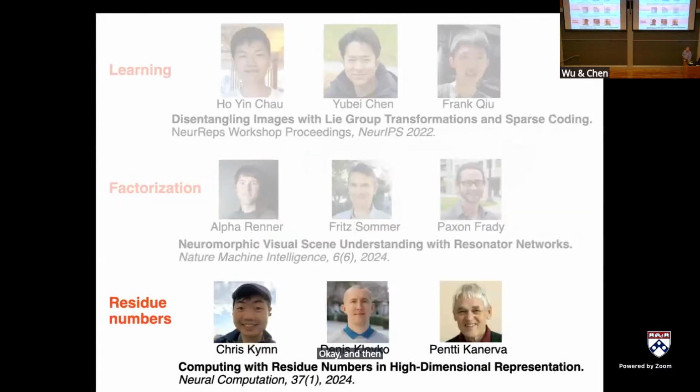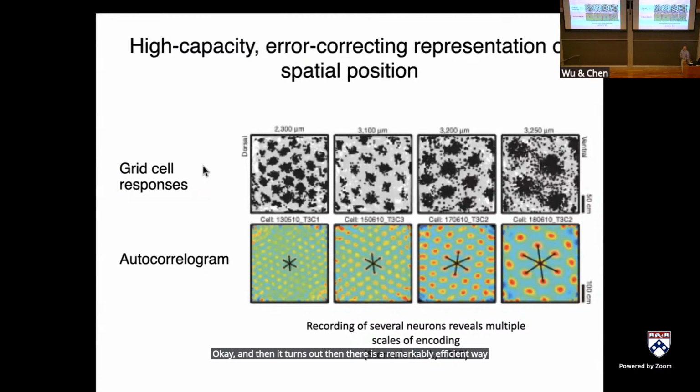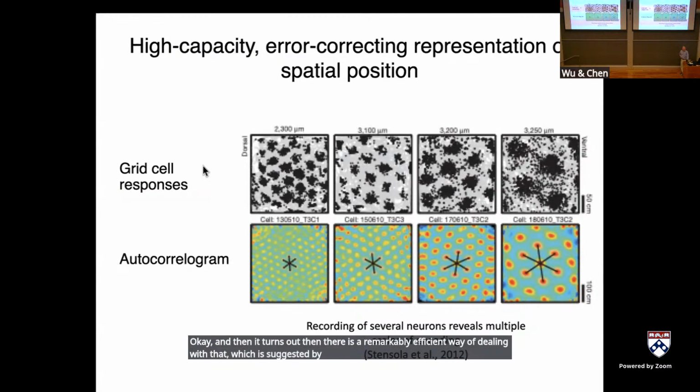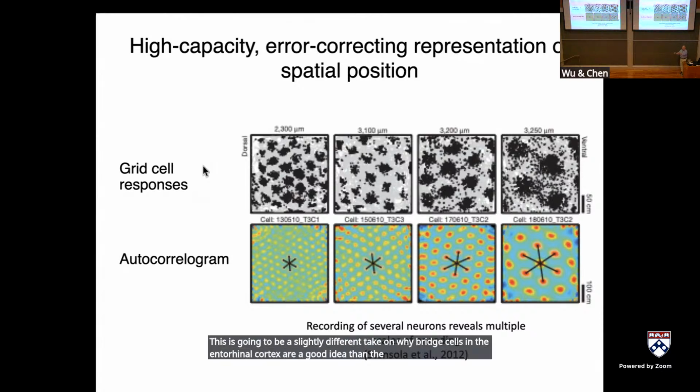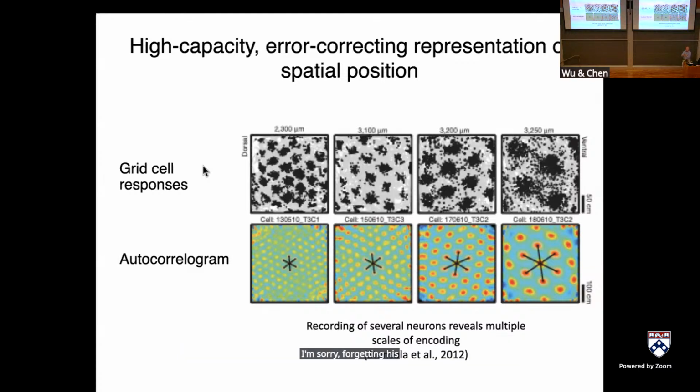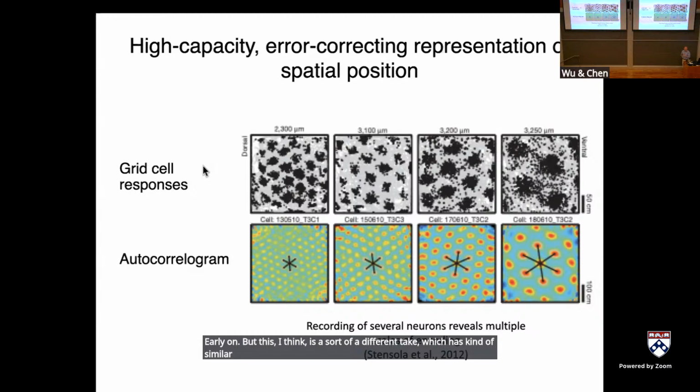Okay, and then it turns out there is a remarkably efficient way of dealing with that, which is suggested by the grid cell system. This is going to be a slightly different take on why grid cells in the entorhinal cortex are a good idea than the theory by Vijay Balasubramanian and, I'm sorry, forgetting his last name, but Zhuzhen Wei, who was here as a graduate student many years ago. And I was very inspired by their work, actually, early on. But this, I think, is a different take, which has kind of similar properties to it. Okay, and this idea was initially proposed by E. Lafitte many years ago that these grid cells might be functioning as a residue number system.